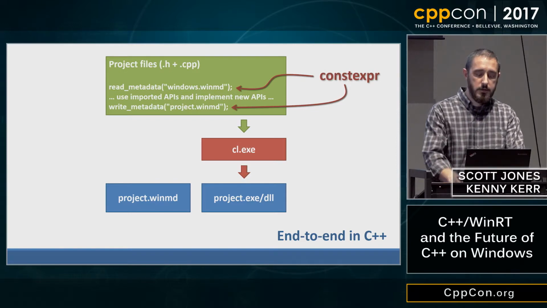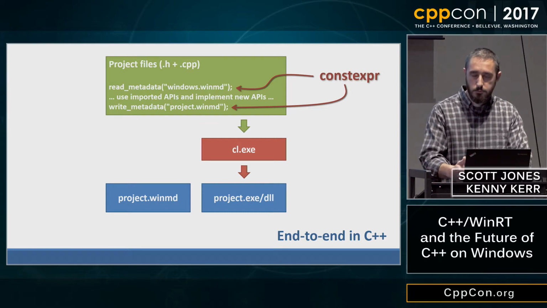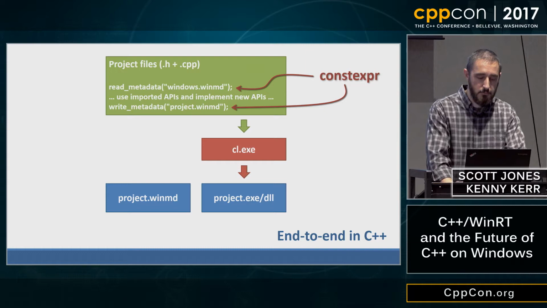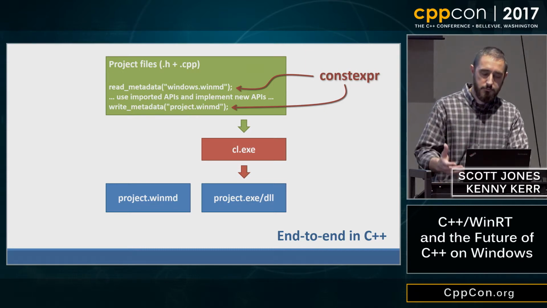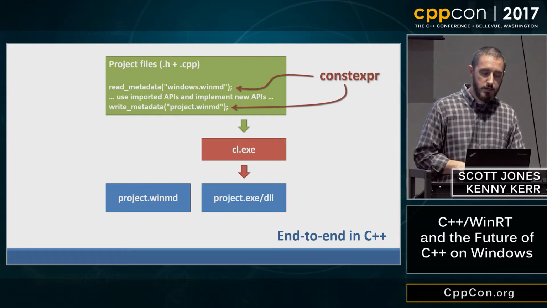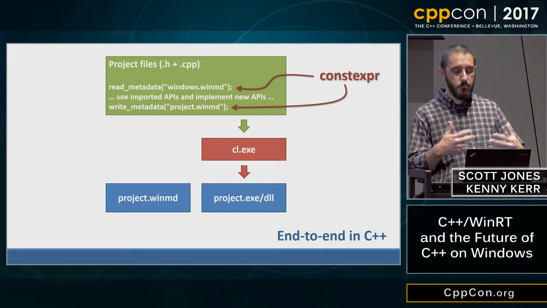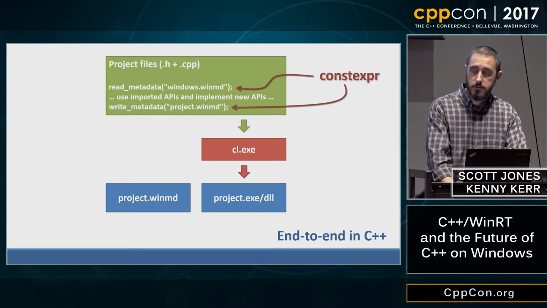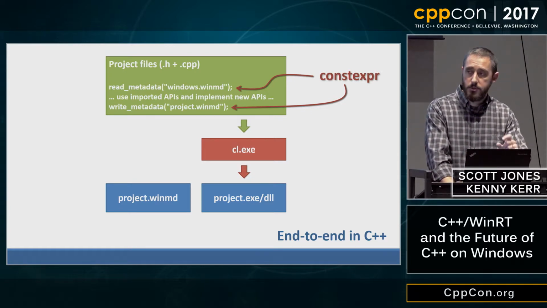Now, read metadata might literally go and find files at compile time, load up the file, parse the metadata, just as James was saying. And the project itself might also define additional types, runtime classes, and so on, APIs. It might even use those types that it imported as part of its implementation. And then finally, it would write out the metadata to a file again. Again, those are both constexpr functions. They both happen at compile time.